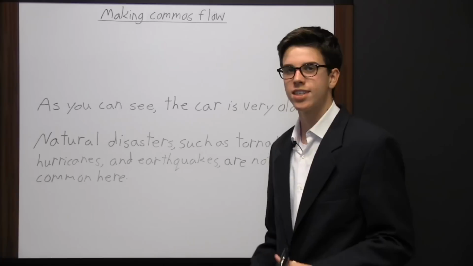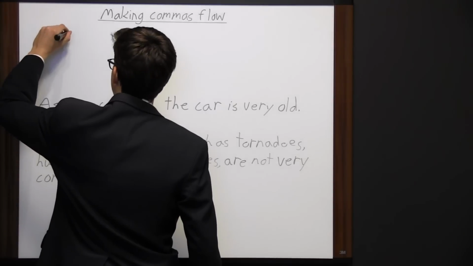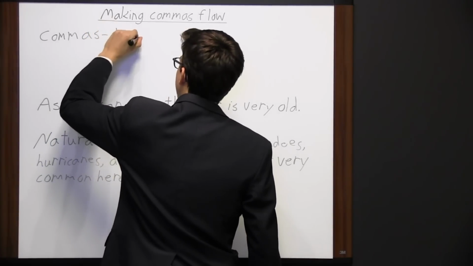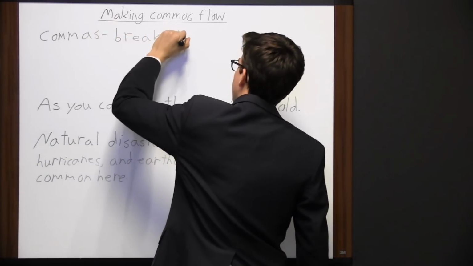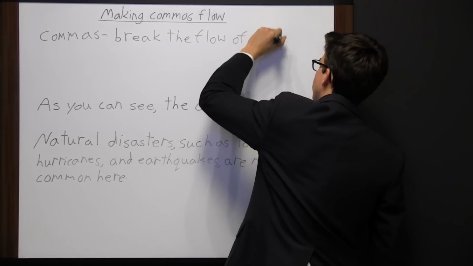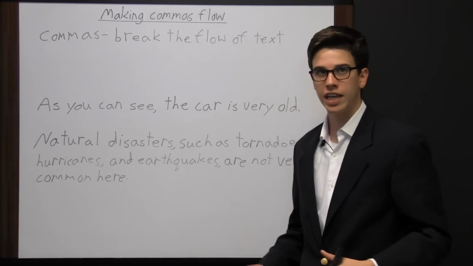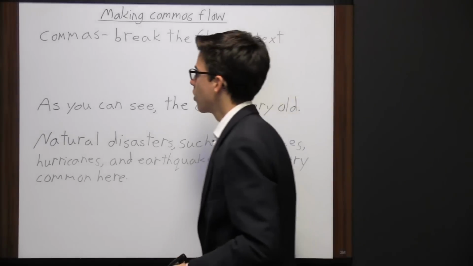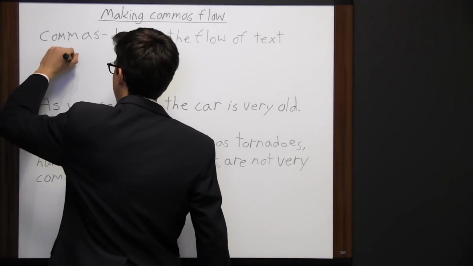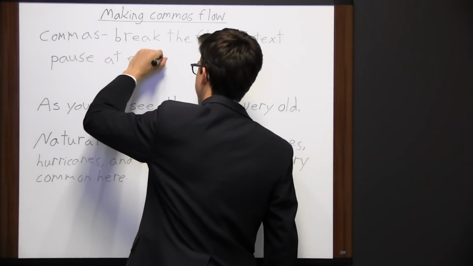A comma is there for the purpose of breaking the flow of text. So basically, we could define the job of commas as to break the flow of text. So commas should come in places in sentences where we would naturally pause if we were speaking that sentence. And so one way to test whether or not a comma is necessary is to pause very deliberately at each comma when reading.